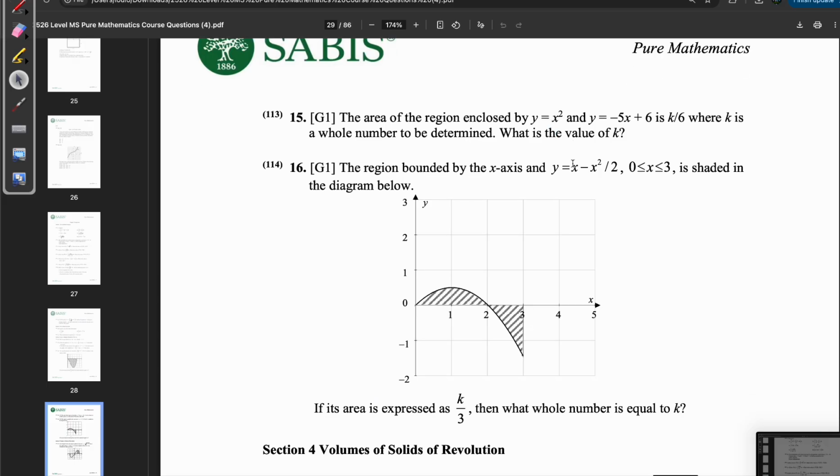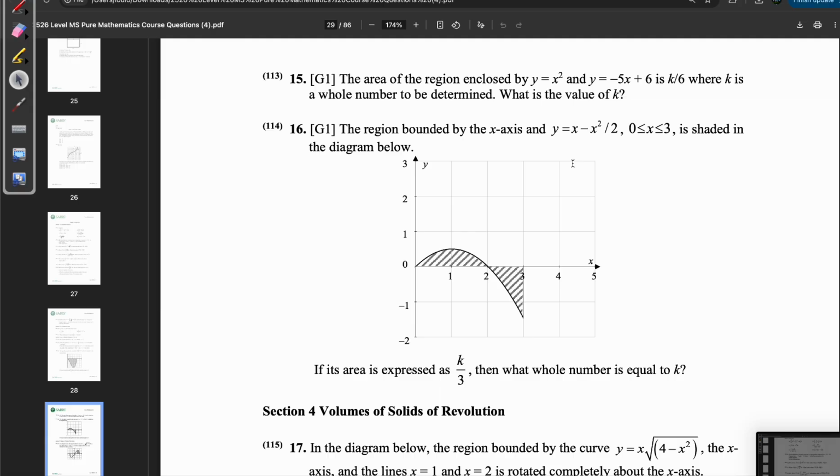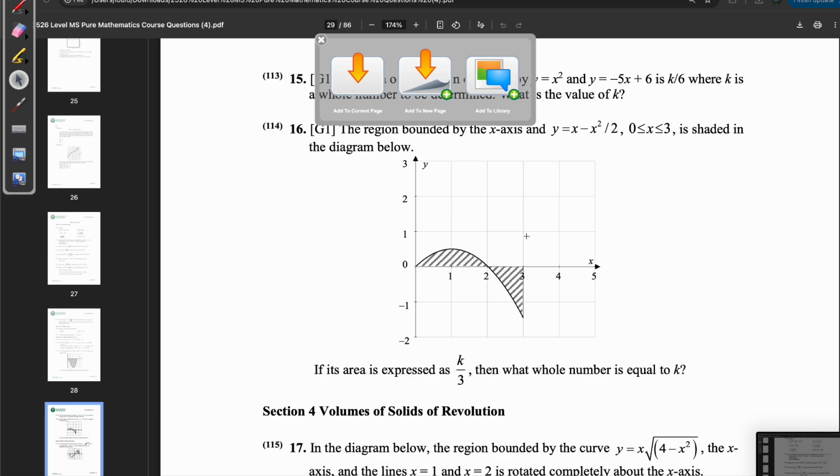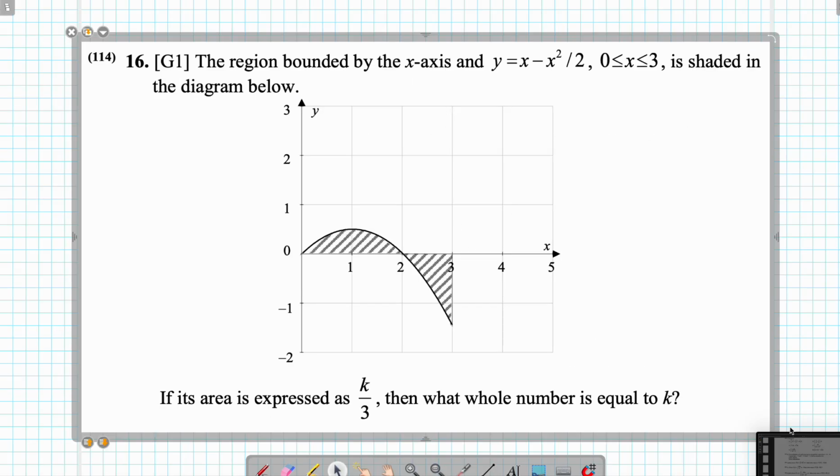Now number 16, which is the last and final question for this video. The region bounded by the x-axis and y is equal to x minus x squared over 2 between 0 and 3 is shaded in the diagram below. The area expressed is as k over 3, then what is the number equal to k?